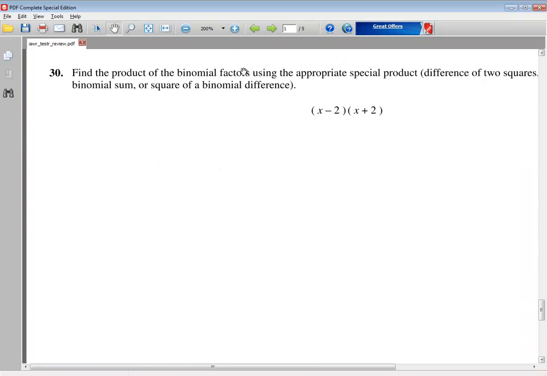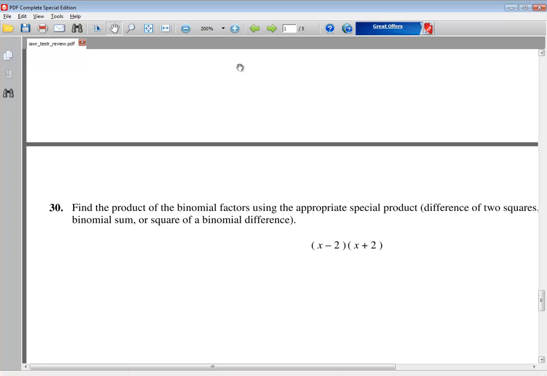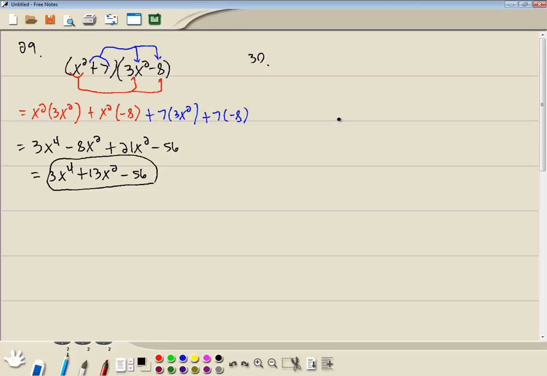And number 30. I think that's the last one. Yes, it is. x minus 2 times x plus 2. Now these are conjugates. So on this one, all I have to do is multiply my first parts together, x times x, which is x squared, and my last parts, negative 2 times 2, which gives me a negative 4. Now when I say they're conjugates, that means the first part's the same, last part's the same. First part, x and x. Last part, 2 and 2. But the sign in the middle is different. See how this is a minus and this is a plus. That's when you can always use that shortcut.